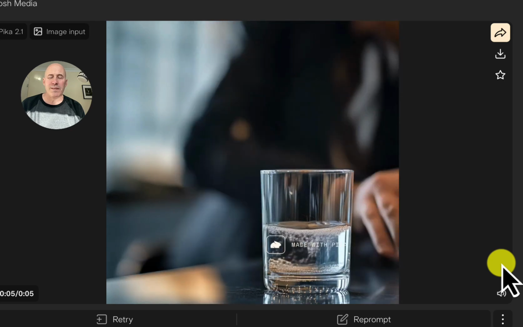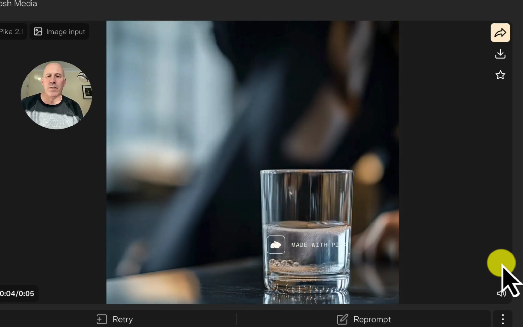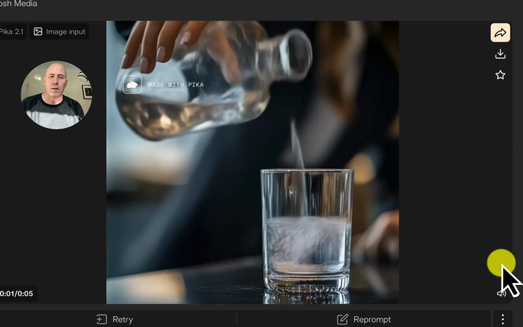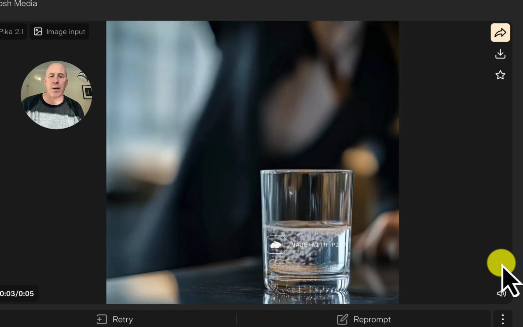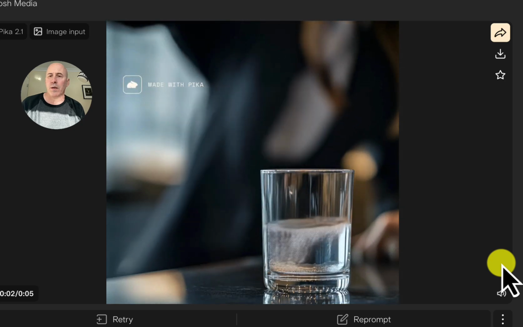Not sure. The physics isn't quite there either. I'm going to give Pika a lower grade on this one. I think Kling did better. But let's see what the new Luma Labs image to video does.